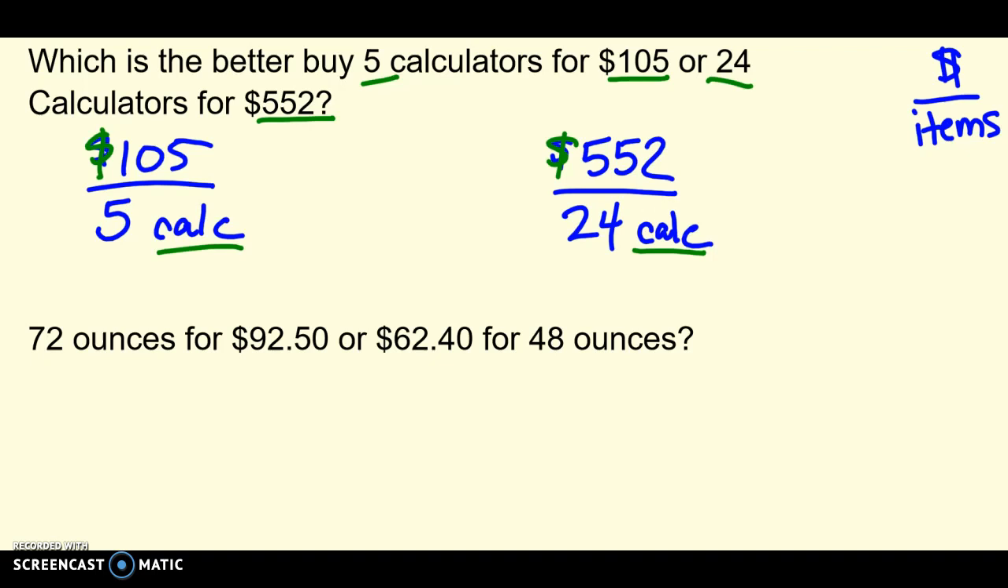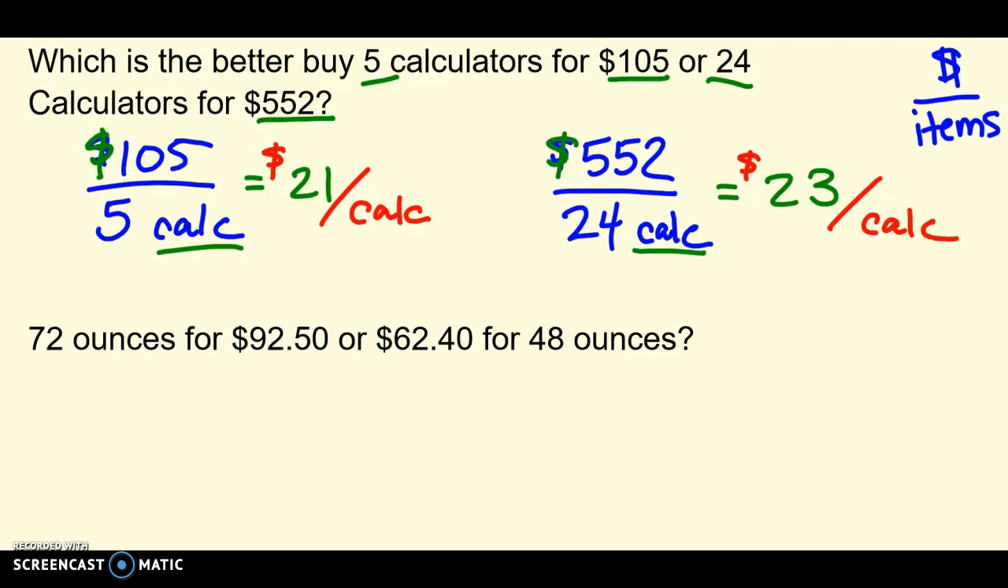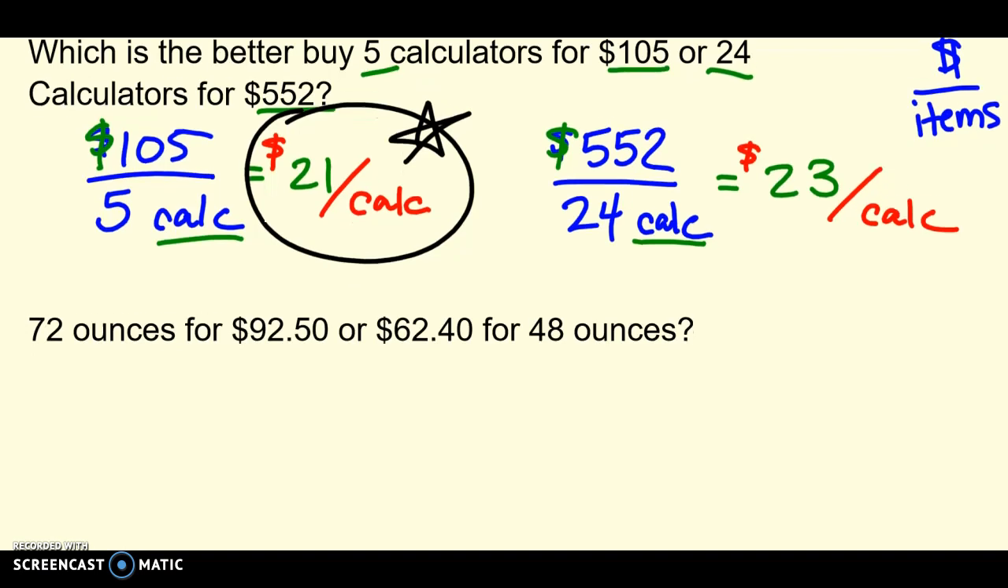Type them into your calculator. Okay, there's my answers when I divide, but I still need labels, right? This is dollars per calculator and dollars per calculator. So if I want to pick which one is cheaper, would you rather pay $21 for each calculator or $23 for each calculator? Probably this one. You're always going to pick the cheaper option, the lower price per calculator. Okay? All right, so we've got one more to do together here.